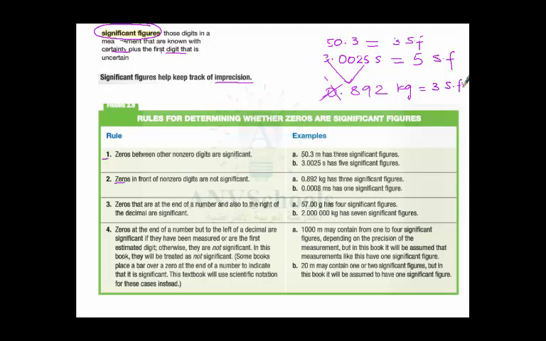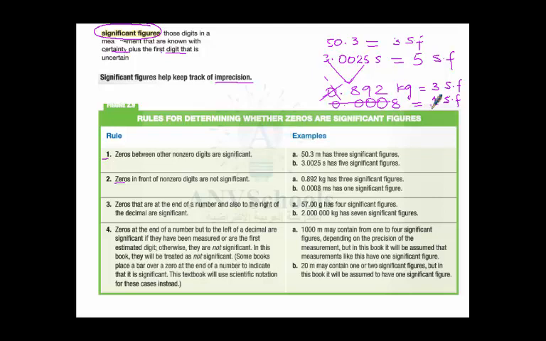Let me give another example. If you have 0.0008, in this case, we don't have any non-zero number in front of these zeros. So all these zeros are not significant. We have only one significant figure, or one significant digit.